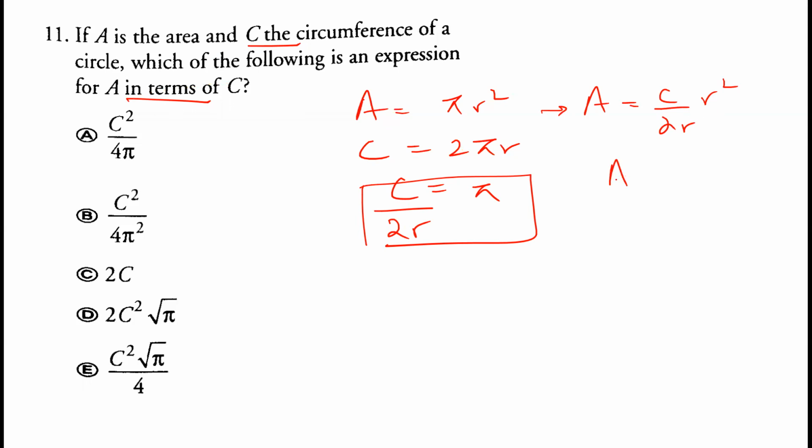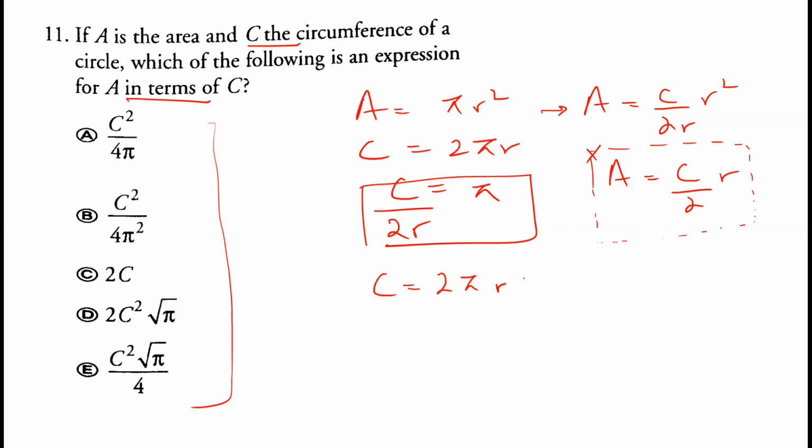And this would be A equals C over 2r. But now you need to understand this is wrong. Why? Because we don't have any answer in this term. So we need to again think like A in terms of C. Now we can write like this. We can also write C equals 2 pi r. So we can write C over 2 pi equals r.